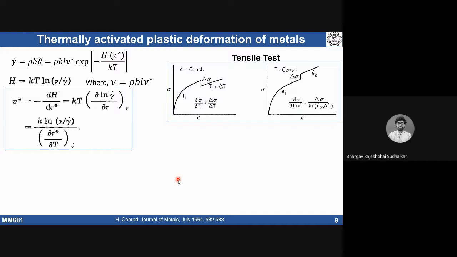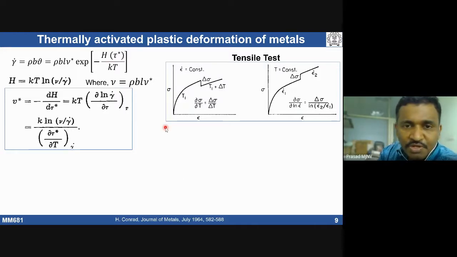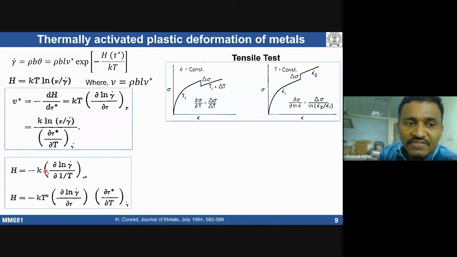Okay, so this is how people determine activation volume. Another thing: from the creep test also people can determine activation volumes or activation energies. Typically, if I take H is equal to minus K, if I do it at a constant stress, the creep test will typically be done at a constant stress. You can also get activation energy.